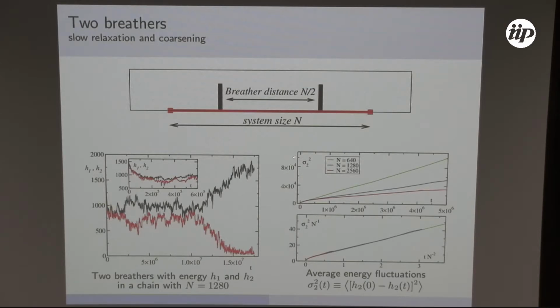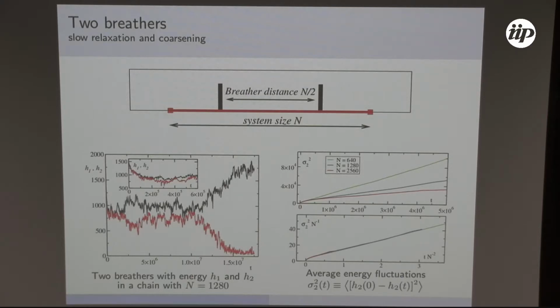If you compute the energy diffusion of one of these two breathers, you see that there is a linear increase in time, but the associated diffusion constant decreases as a function of the total length. So this means that the higher this breather distance is, the smaller this diffusion constant is.